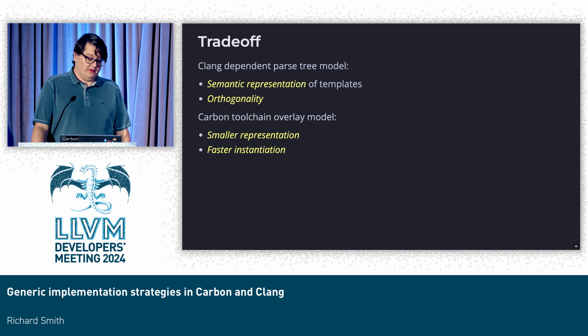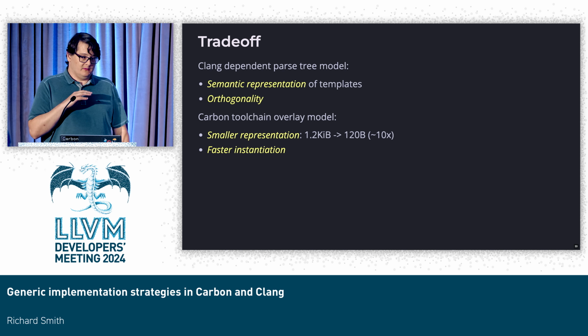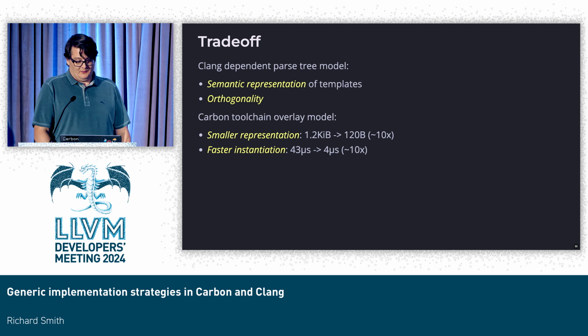But on the other hand, the Carbon model, the overlay model, gives you smaller representations. And take this with a lot of salt, because our toolchain is still in very early days. But so far, on an example comparable to the type trait we saw before, you get about 120 bytes for each instantiation, as opposed to the 1.2 kilobytes we saw, which is about a 10x reduction. And also, because we're doing less work, it's a lot faster. And likewise, take this with a pinch of salt, we're seeing about a 10x reduction in instantiation time.